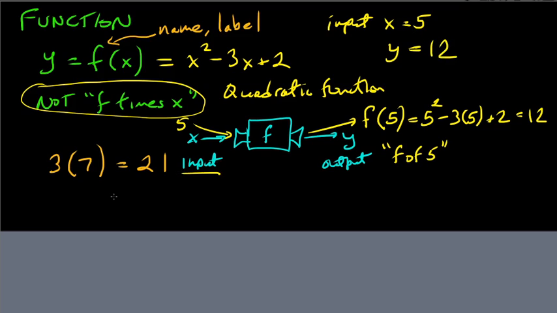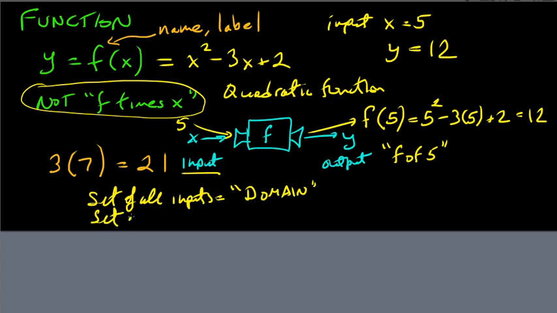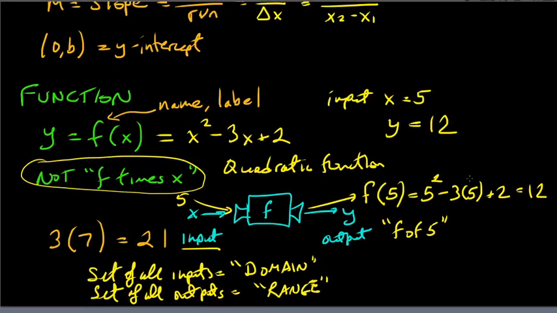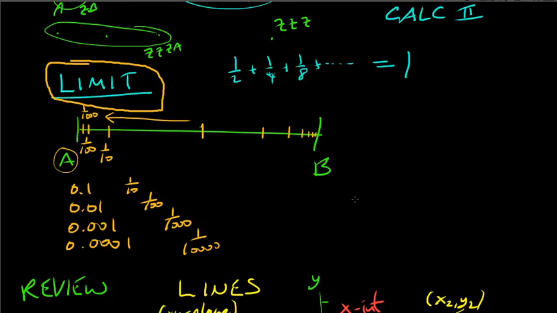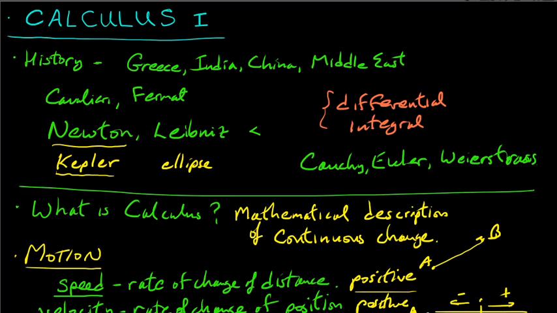The set of all inputs is what we call the domain. And the set of all outputs, the set of all numbers coming out, is called the range. Actually, it's the codomain, but we're not going to get into that distinction. So we remember domain and range, and that's good enough for our purposes. Okay, since I'm out of space, I'm just going to start over with a clean slate.